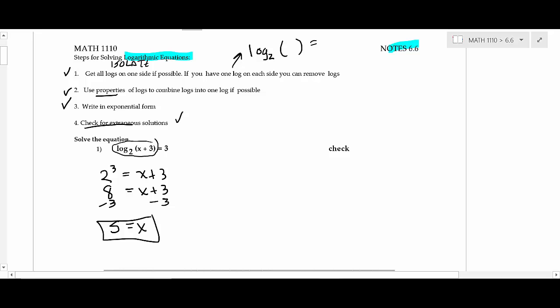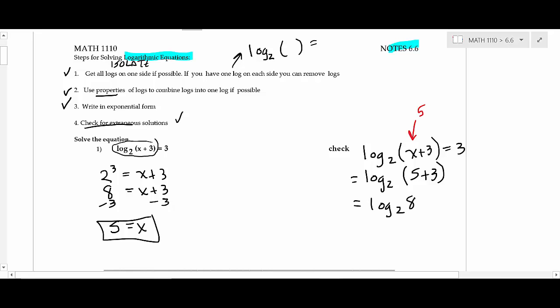Okay? All right, now let's go ahead and check this. Anytime that you check any equation, the general rule of thumb is you want to go back to the very beginning and plug in your answer. Okay, so let's see how this works. This is how you understand what you just did. This would be log base 2 of 5 plus 3. So that is log base 2 of 8. What power of 2 is 8? 3. So that's equal to 3, isn't it? And that's what it's supposed to be, so it checks out.